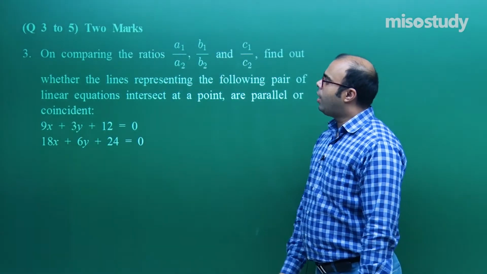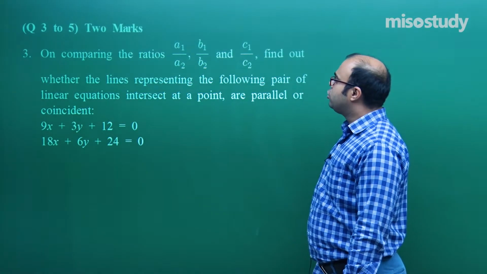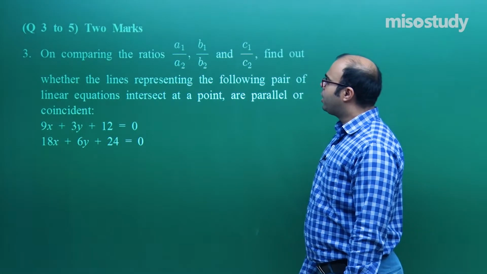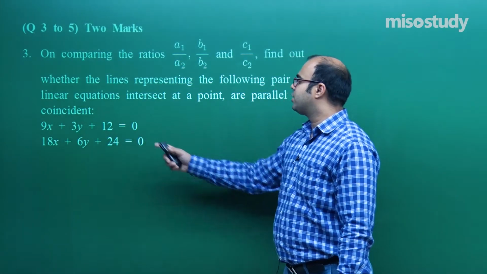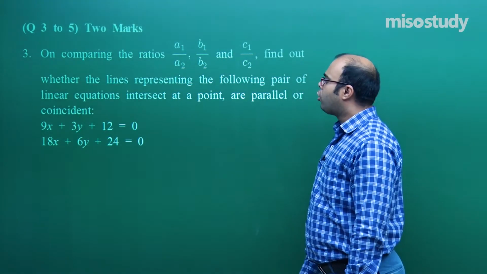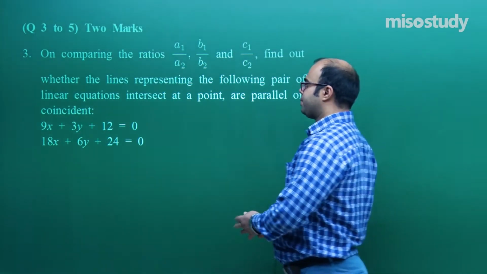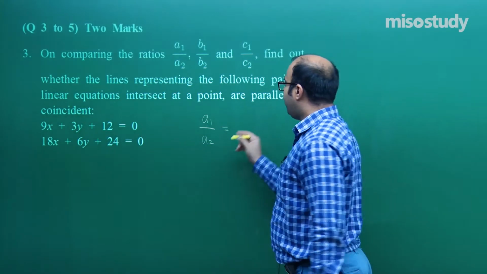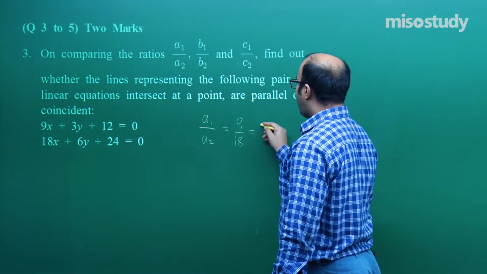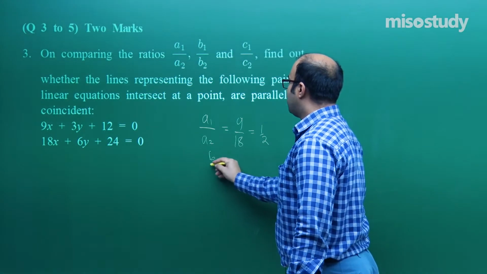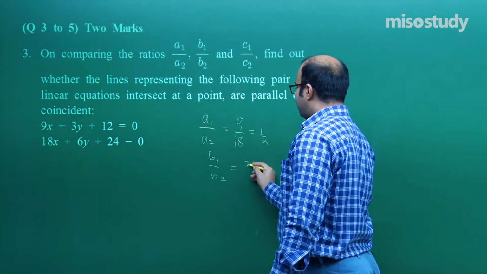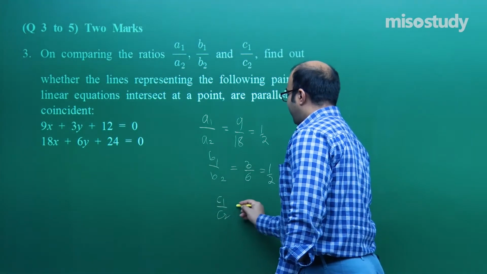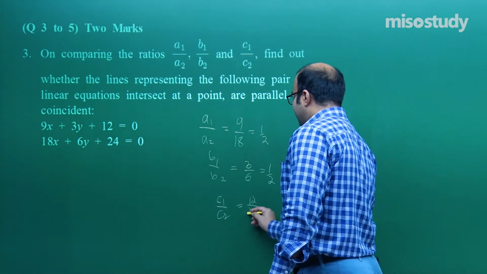Let us come to a 2-mark question, the third question. On comparing the ratios a1/a2, b1/b2 and c1/c2, find out whether the lines representing the following pair of linear equations intersect at a point, are parallel or coincident. So which situation is this? What is a1/a2 here? That is 9/18, which is half. If I write b1/b2, what is that value? That is 3/6, also half. And c1/c2? 12/24, again half.